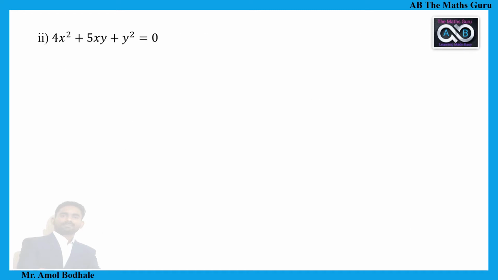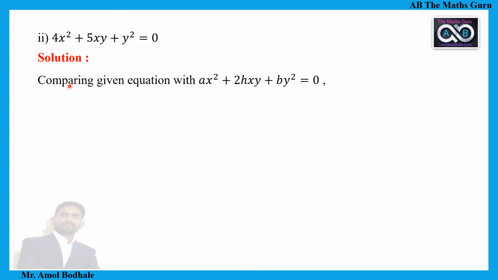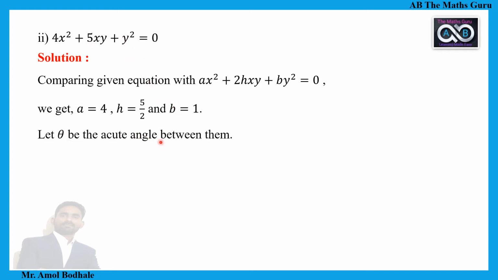Let's see the second example: 4x square plus 5xy plus y square equal to 0. We'll compare the given equation with the standard equation, ax square plus 2hxy plus by square equal to 0. So we get a, which is 4, 2h, which is 5, so h is 5 by 2, and b, 1. Let theta be the acute angle between them. Therefore, tan theta equal to modulus of 2 square root of h square minus ab upon a plus b.